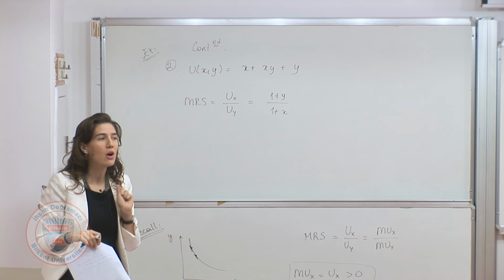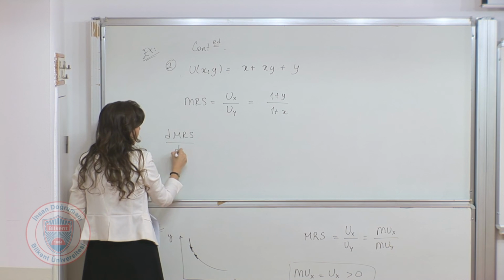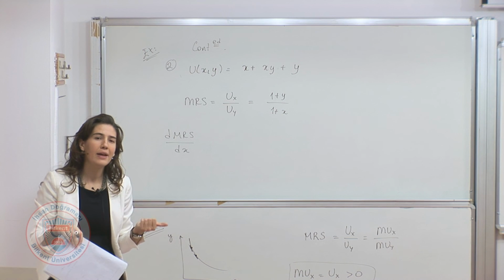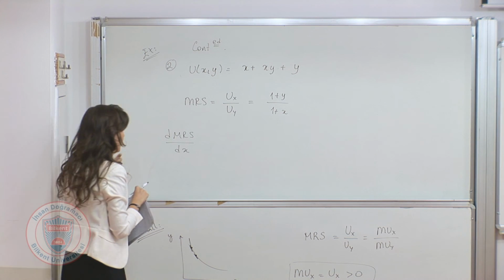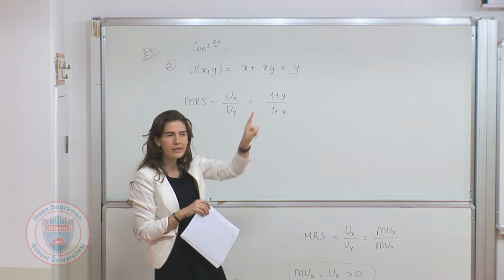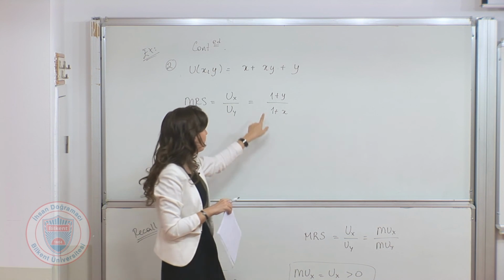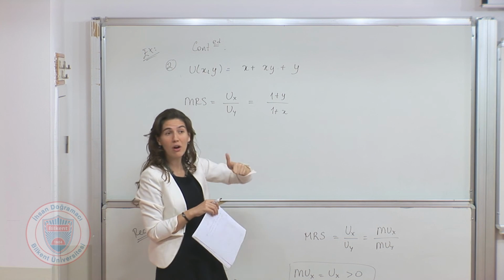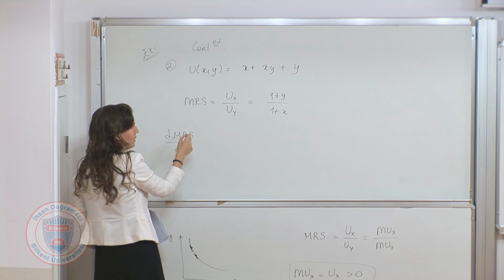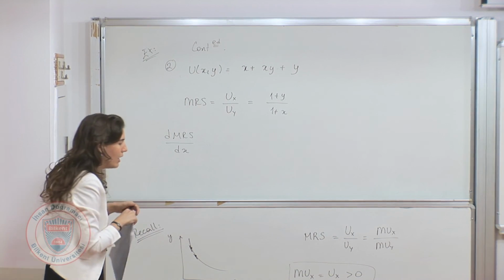The formal way of showing this is that you should take the derivative of the MRS with respect to x. But you should keep in mind that whenever you take this derivative, you're on this indifference curve, and on the indifference curve you keep the utility level constant. Therefore, this y is a function of x as well. This is a more formal way of looking at it, but it's okay for the time being that you make the following argument.